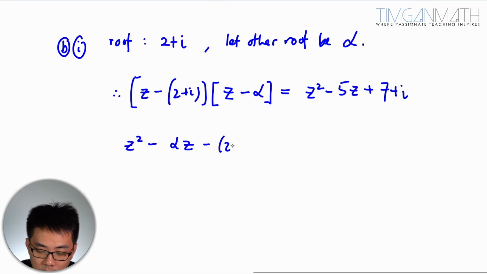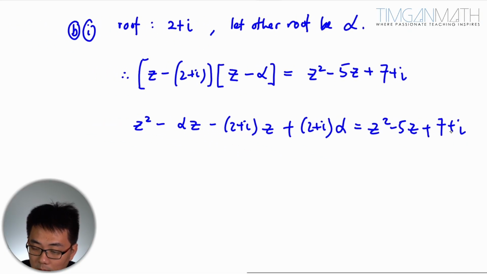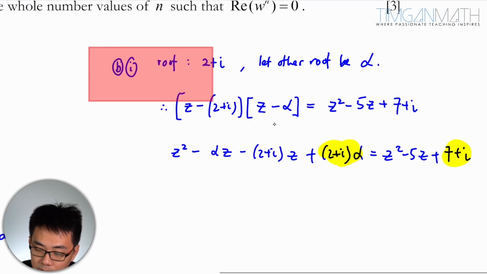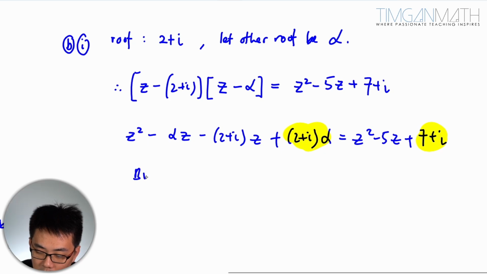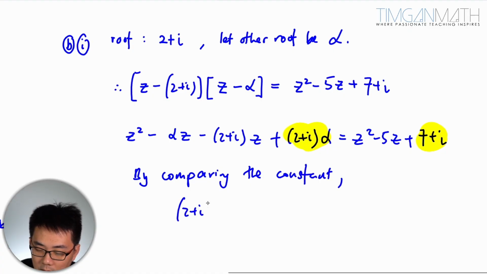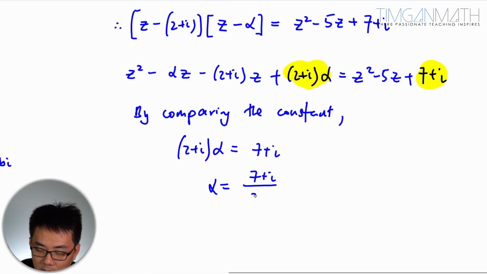Actually, you can just compare this with this one. So compare the constants. By comparing the constants here, you just take 2 plus i times alpha equals 7 plus i. In this case here, alpha equals 7 plus i divided by 2 plus i.